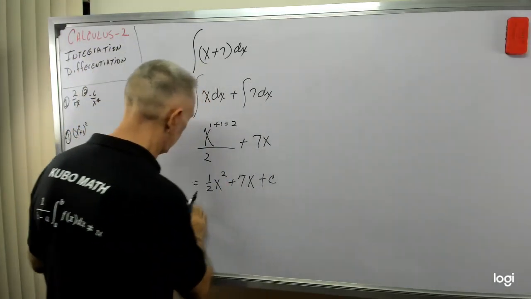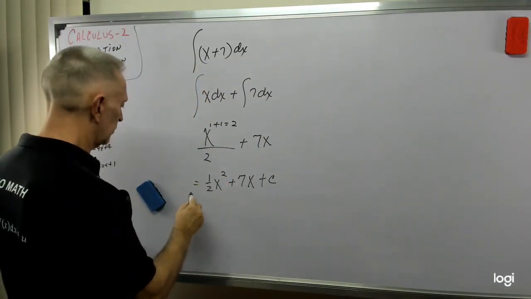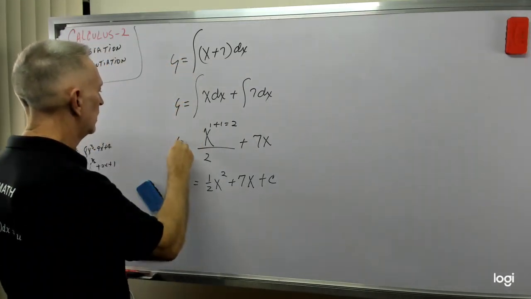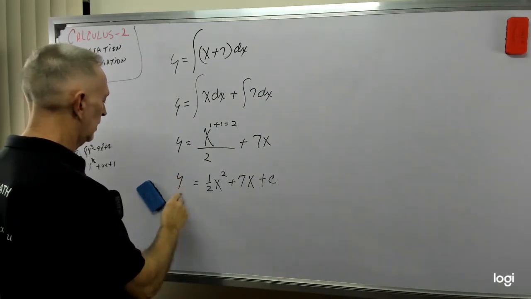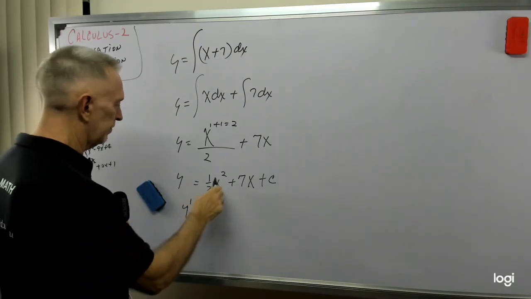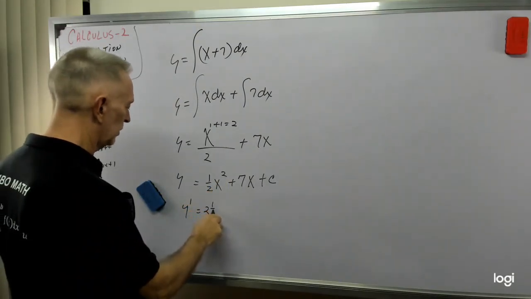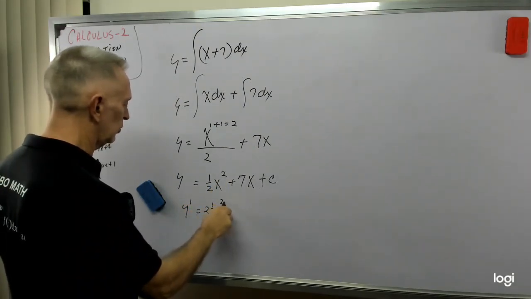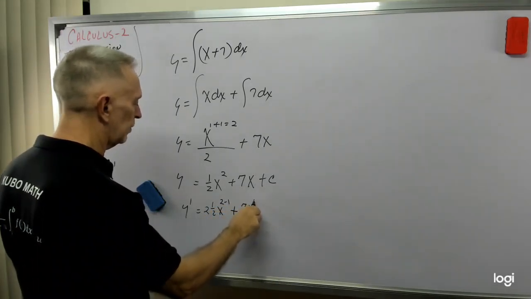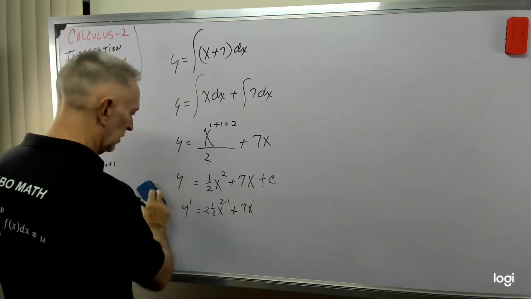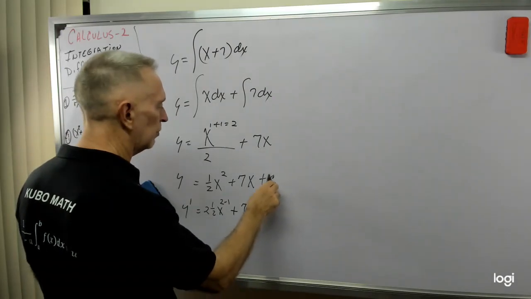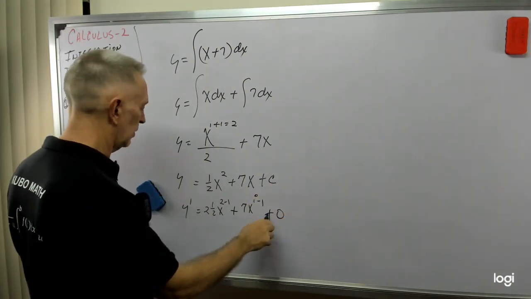Okay, now let's take the derivative of this. So let's say, if that's y, now we're going to take y prime. Derivative of that, 2, bring that down to the 1/2, x to the 2 minus 1, plus 7x to the first, bring that down, and then subtract 1, which is x to the 0. The derivative of that constant is 0.